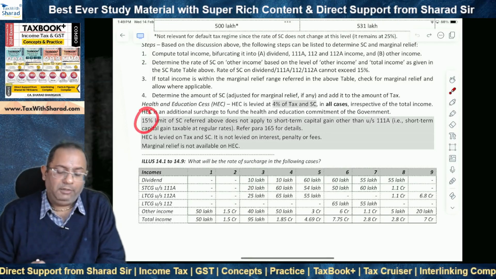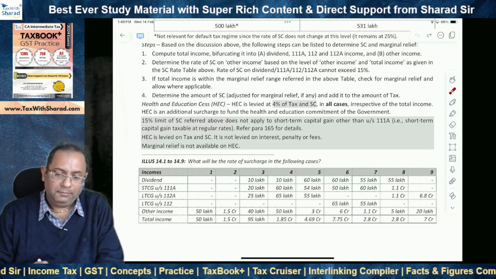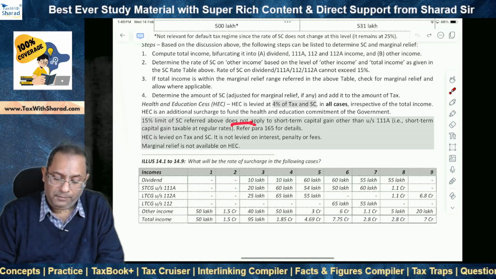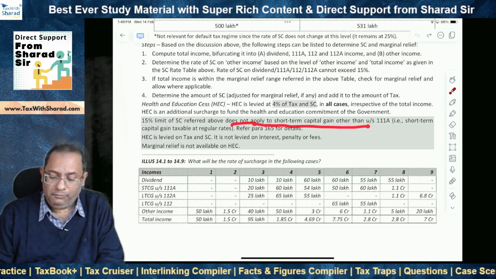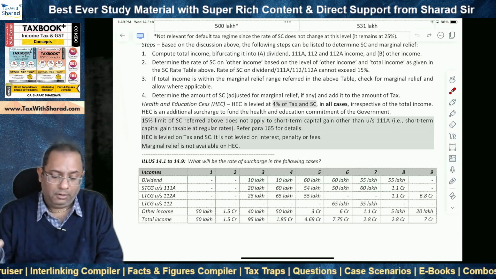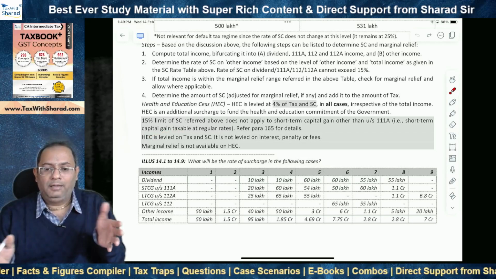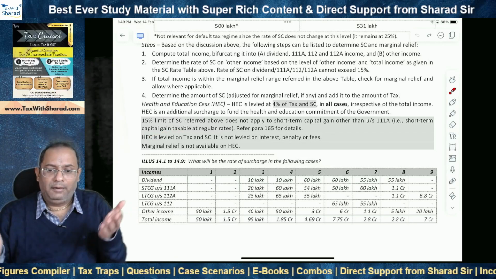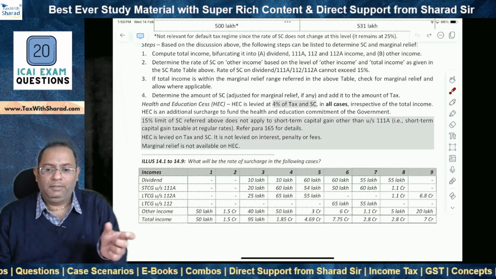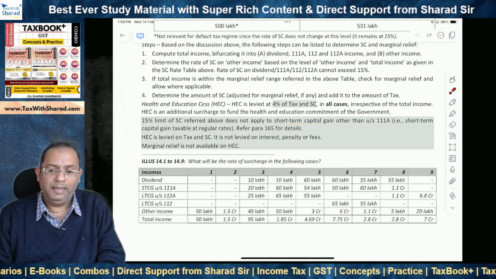Now the 15% limit of surcharge which is applicable in respect of capital gain 111A, 112 and 112A, we should note that it does not apply to short-term capital gain which is other than under section 111A. That means the regular or the normal short-term capital gain. Why? Because such short-term capital gain becomes part of the regular income and it is taxable at normal rates. So this is not actually taxable at special rate, and therefore the 15% limit of surcharge does not apply to tax on such normal short-term capital gain.